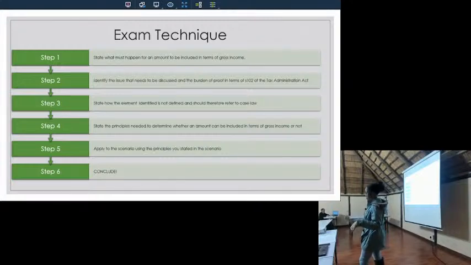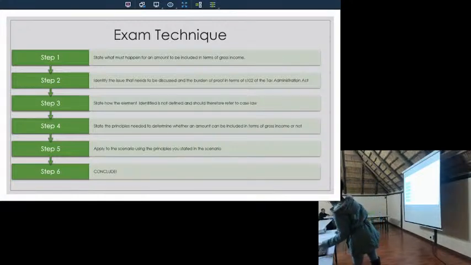So you must apply to the scenario. Don't be generic. Don't use terms like taxpayer, terms like SARS, terms like a company. I would have given you those names for a reason. So use them, because that is application. Are we good? And then we conclude.